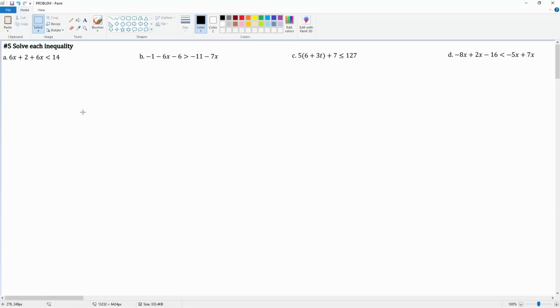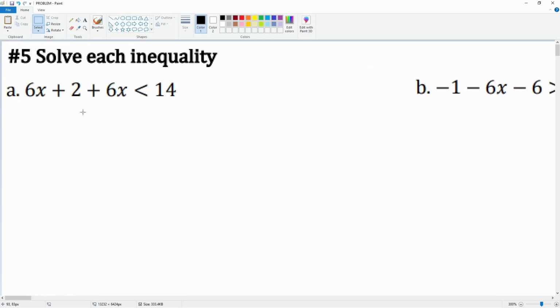We have chapter 5, number 5 here. You're going to solve each one of these inequalities, but it looks like we should combine some like terms first. So we have a 6x here and a 6x here. This does combine to get you 12x. Bring everything else down from the inequality.